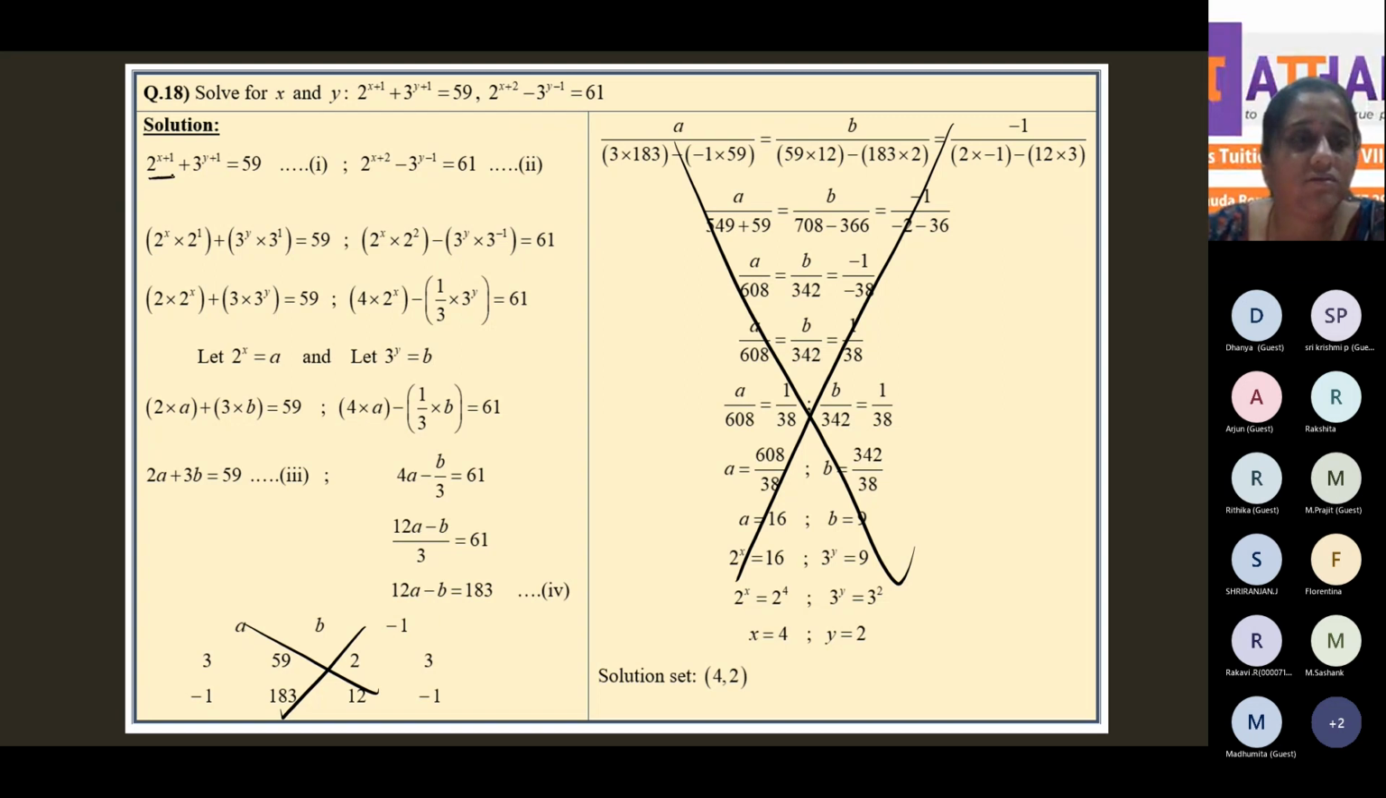So here, see here, this is 2 to the power x plus 1. So it's 2 to the power x into 2 to the power 1. This one is 3 to the power y into 3 to the power 1 is equal to 59. So you can call this 2 to the power x as a, so 2a plus this one is b. So 2a plus 3b is equal to 59.